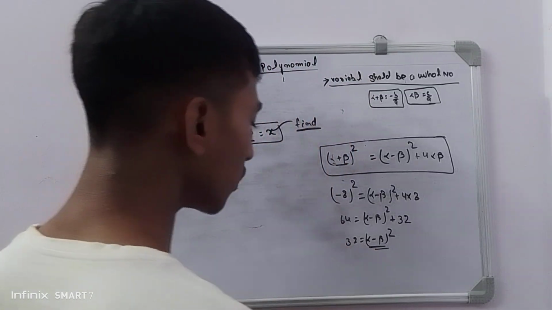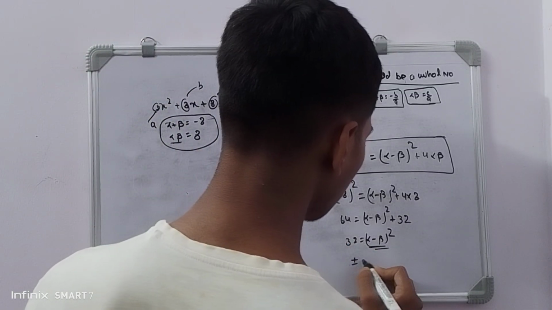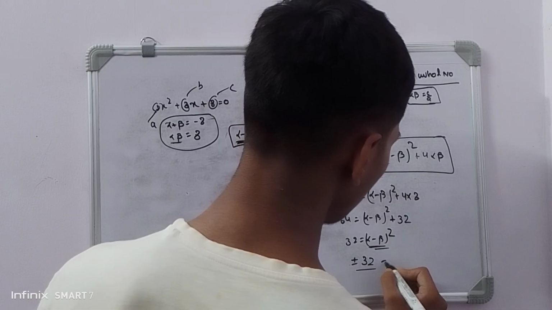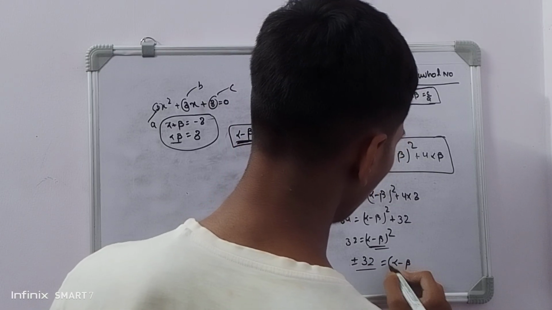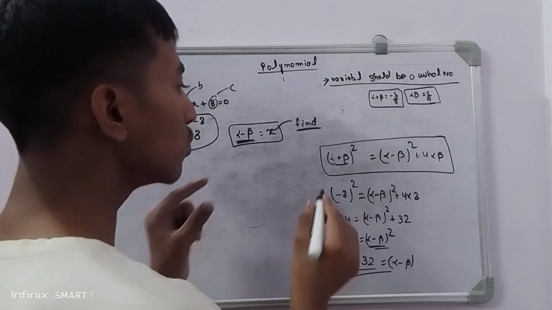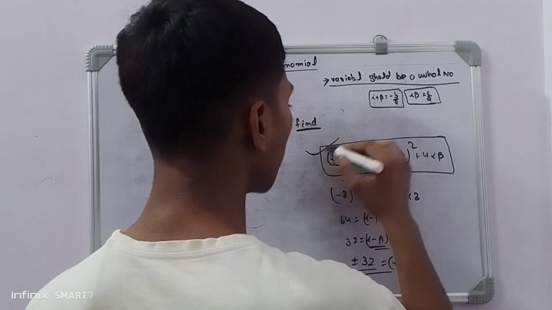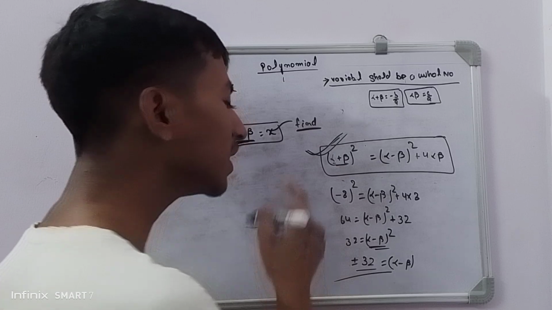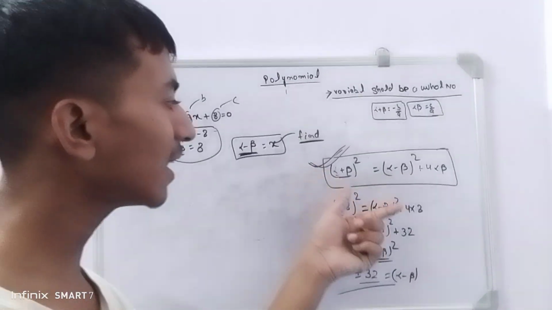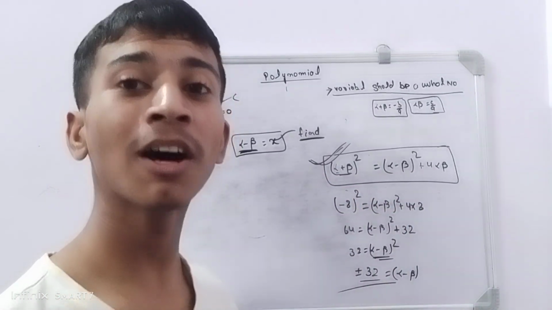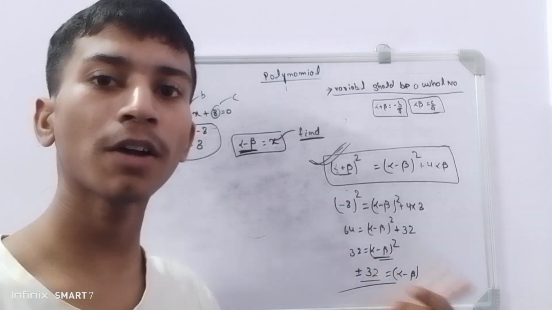So what is going to be the answer? The answer is going to be plus minus root 32 is equal to alpha minus beta. This is the answer you get from this identity, and I think you must remember this identity along with its proof, because these identities you have to make by your own according to the requirement of the question.